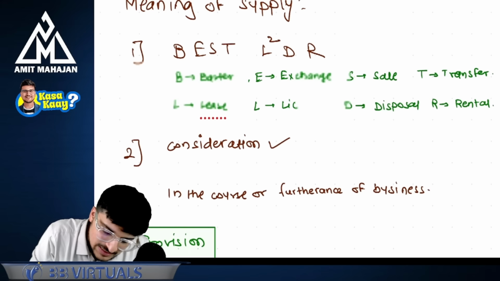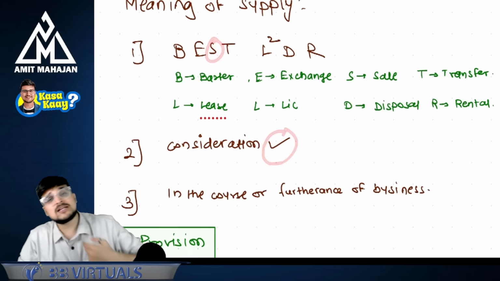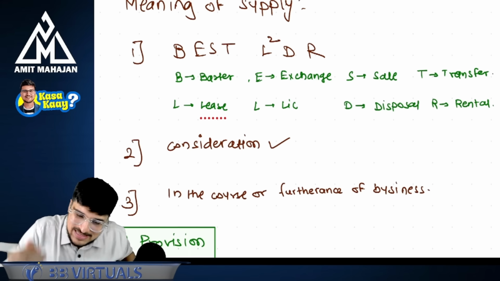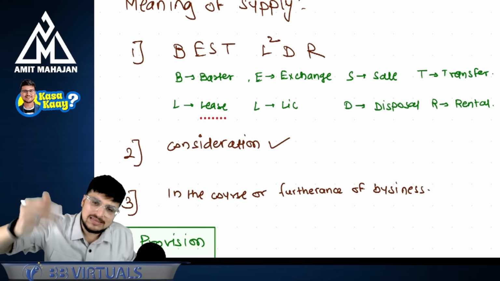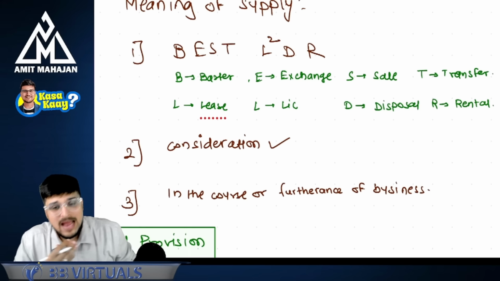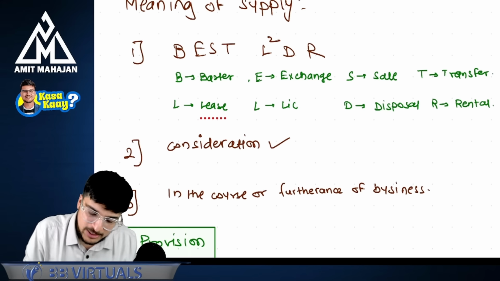Let's see. Is it sale? Yes. Is there any consideration? Yes. But is it my business to sell these ACs? No. Am I selling this AC in the course of my business? No. I'm selling this AC in a personal capacity, and that's why it will not be considered as supply, because the third condition is not getting satisfied. The first and second conditions are getting satisfied. Understanding? Perfect. Okay. I will give you one more simple example.